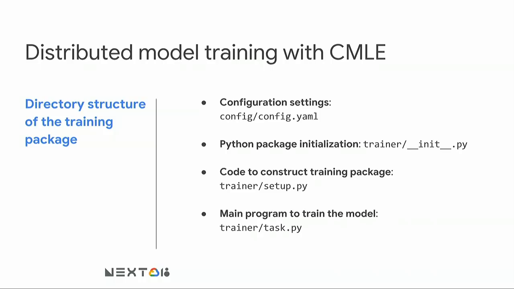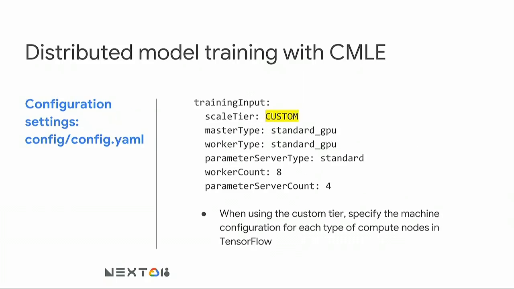So the good thing is when you transition your model from local training to training with CloudML engine, you don't need to change your code at all. When you're using estimators, they already have built-in support for CloudML engine, and that's extremely convenient. So all you have to do is to specify a configuration file. You need to specify code to construct the training package, the setup, and you need to provide the main program to train the model, which you already have because it's the same program.